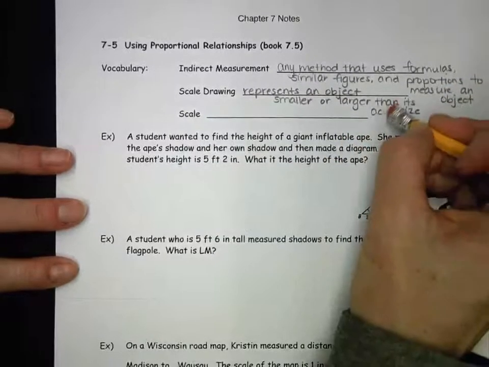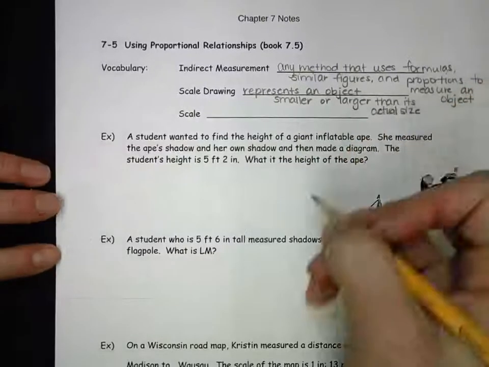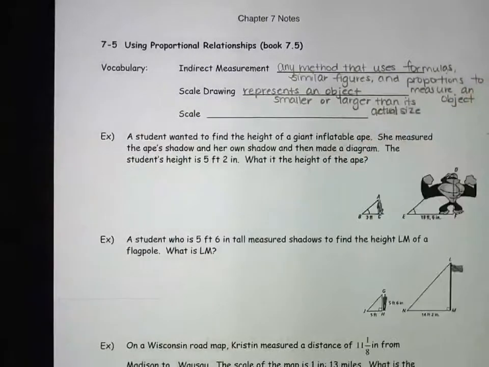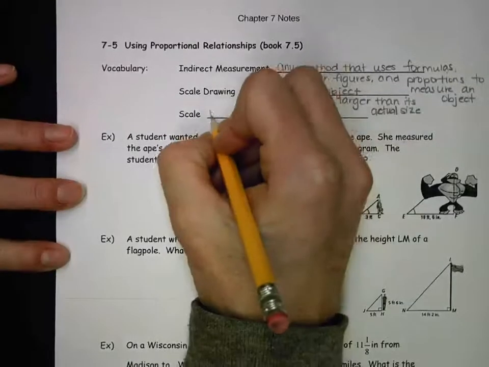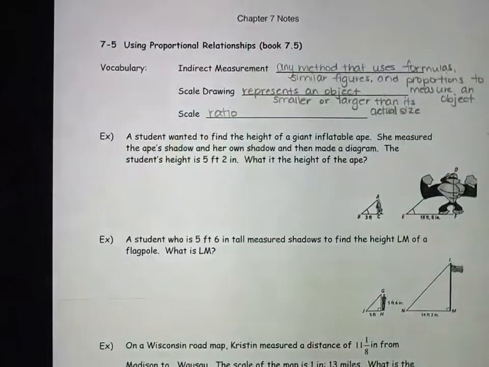Okay, and with a scale drawing, we have also this thing called the scale. The scale is actually the ratio of the length of the drawing to the length of the actual length. So the scale is the ratio of the two. Let's take a look at an example.